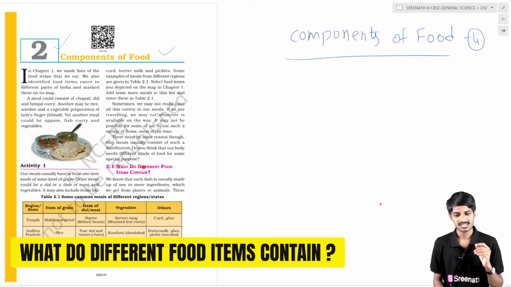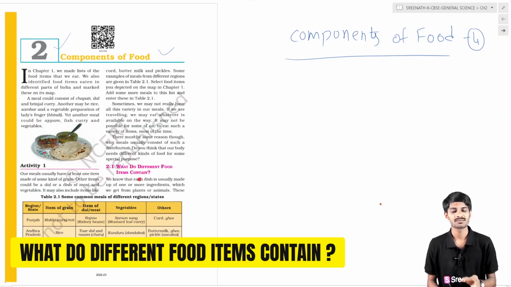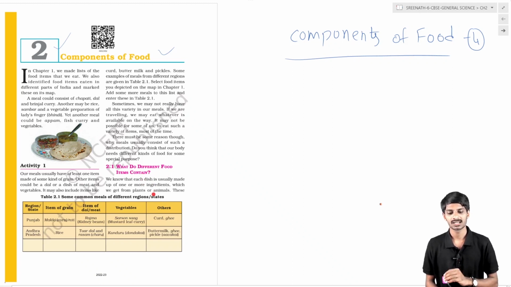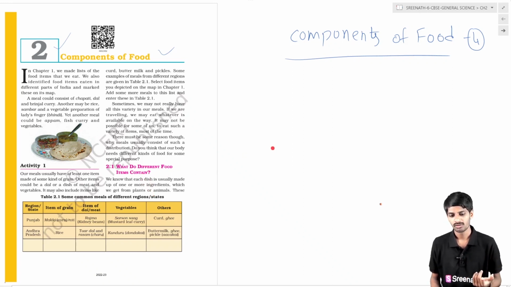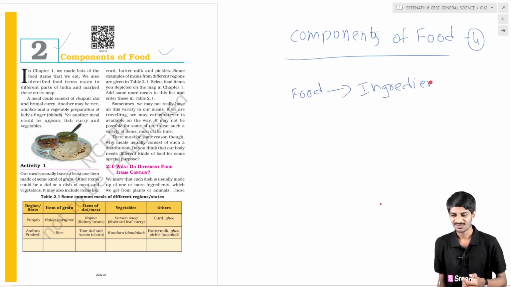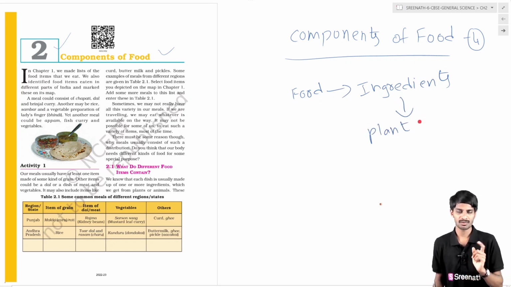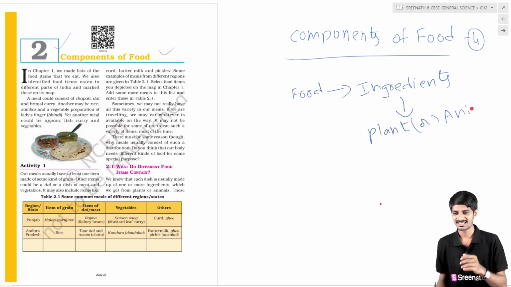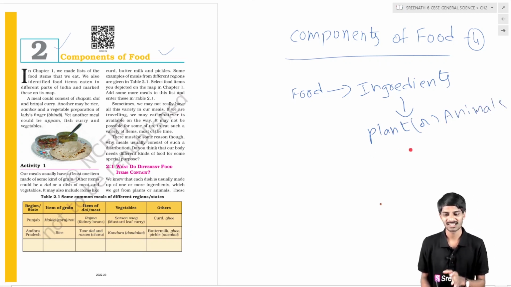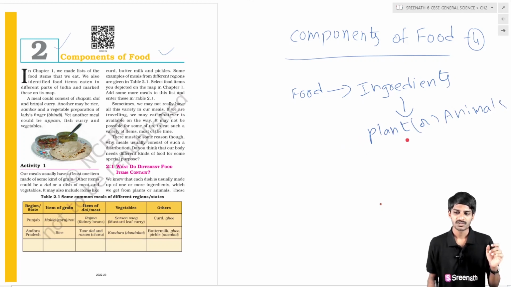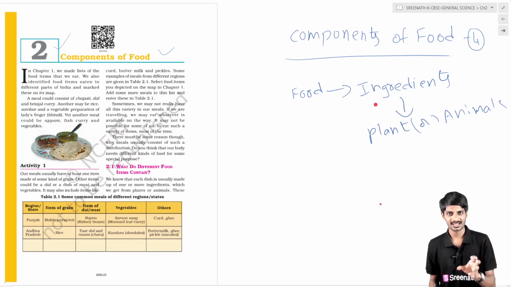Now, what is the first topic? The first topic is what do different food items contain? We will know that food is prepared using different types of ingredients, and those ingredients are from either plants or animals.